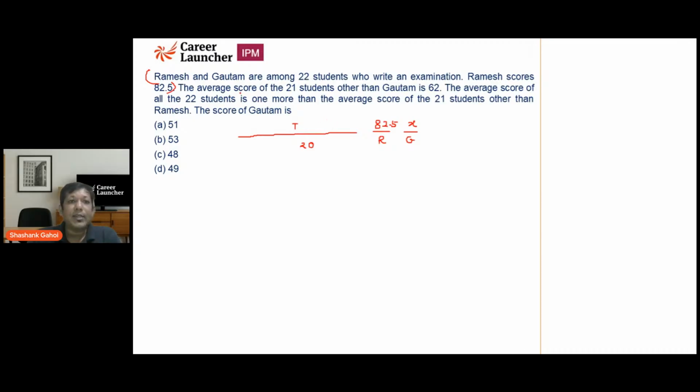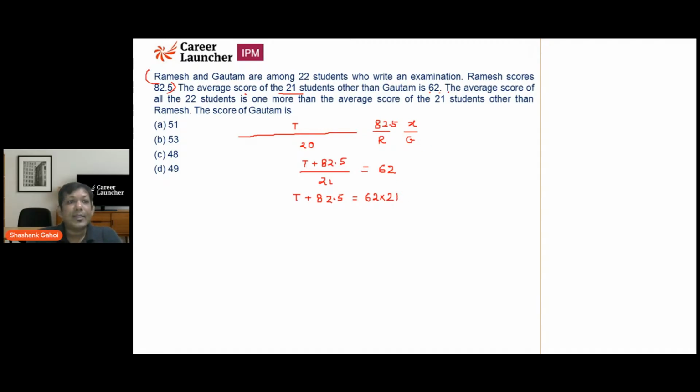Now, what does it say? The average score of the 21 students other than Gautam. The total of the 21 students other than Gautam is T plus 82.5, divided by 21, and that is equal to 62. So T plus 82.5 equals 62 into 21. I'm not going to solve any equation; I'm just going to keep everything as it is and solve later on.